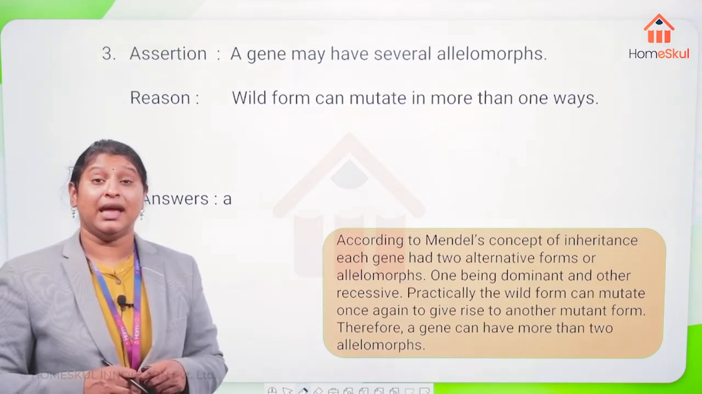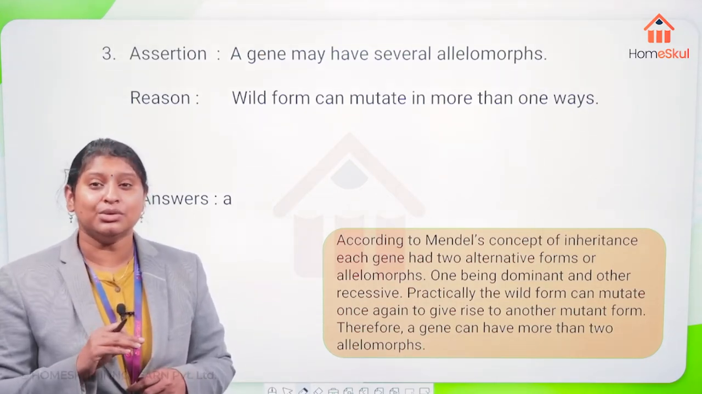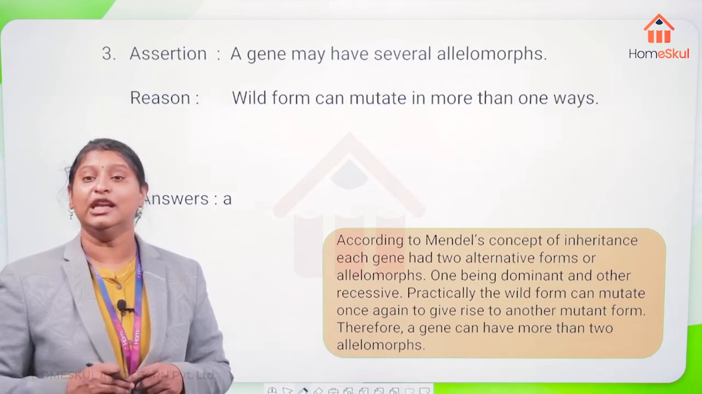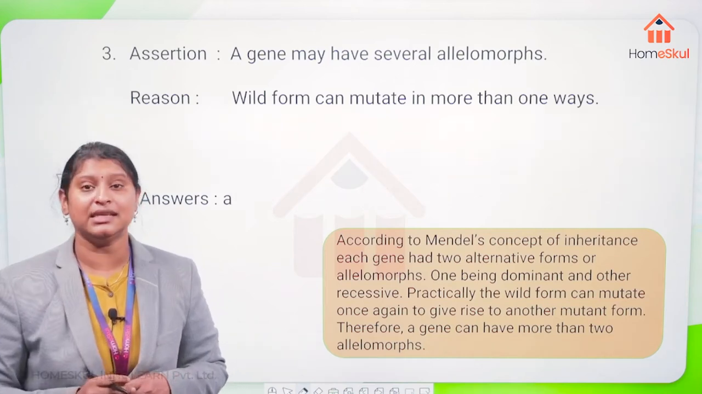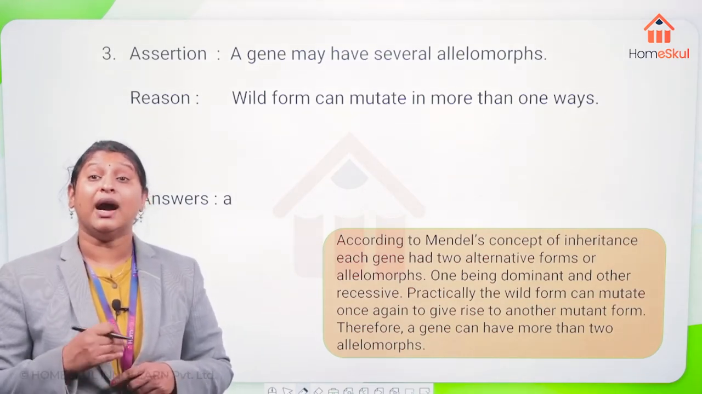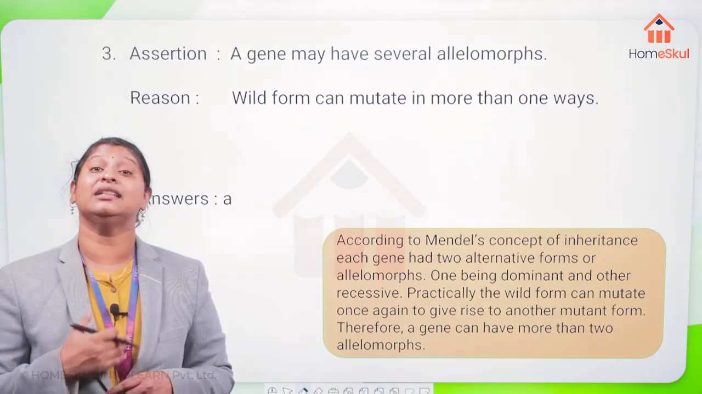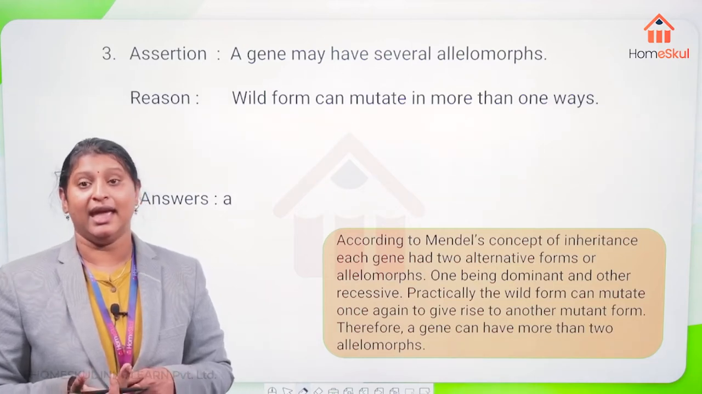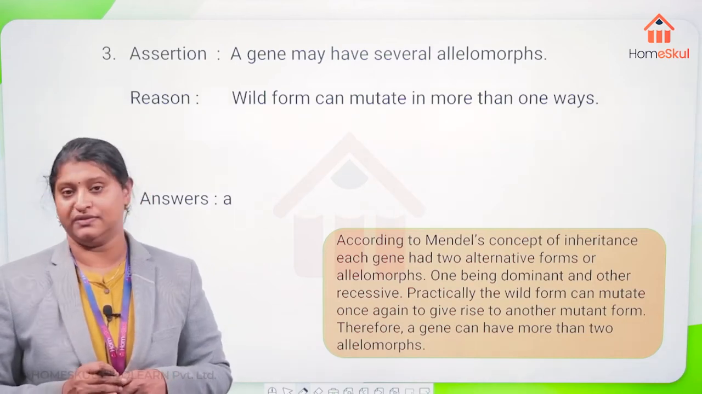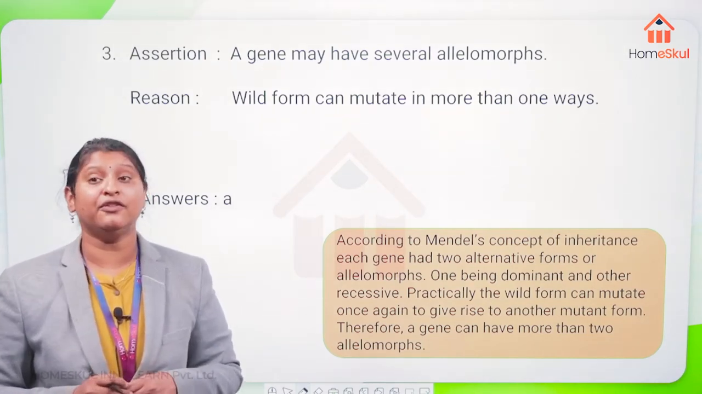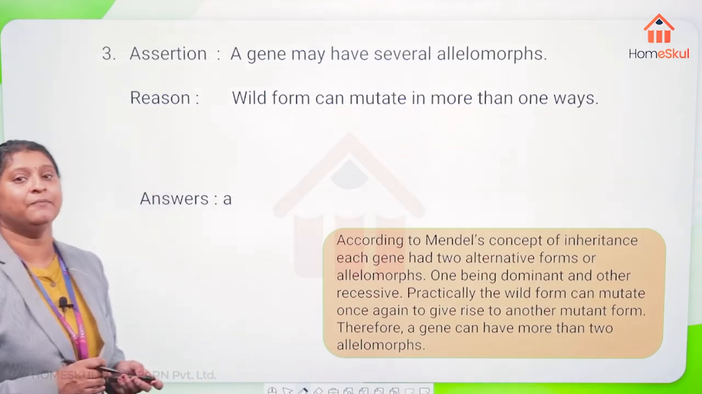According to Mendel's concept of inheritance, each gene had two alternative forms or allelomorphs, one being dominant and the other being recessive. Practically, the wild form can mutate once again to give rise to another mutant form. Therefore, a gene can have more than two allelomorphs. Is that clear for you? Hope you understand this. I'm moving into the next question.